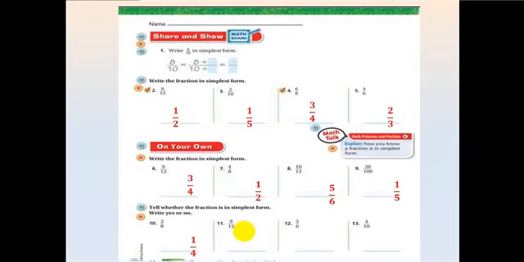in which table are 9 and 12? In table 3. 9 and 12 are in table 3, we divide by 3 over 3. No, it is not the simplest form. The simplest form for 9 over 12 is 3 quarters, or 3 fourths. 5 over 6 in the simplest form? Yes, it is in the simplest form. 4 tenths, simplest form? No, the simplest form is 2 fifths.